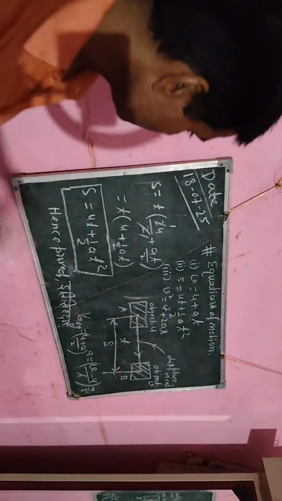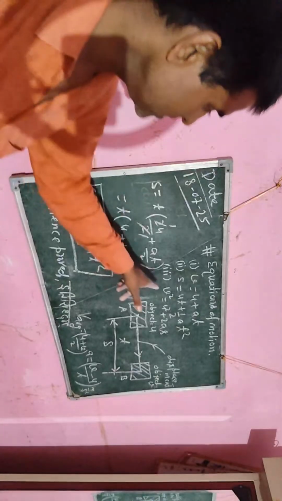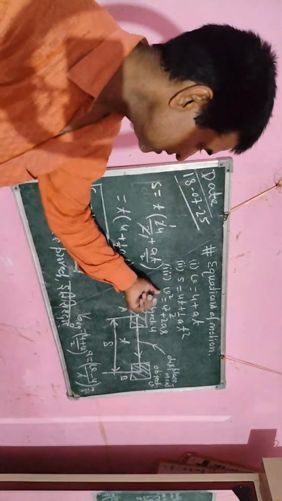Now further I am going to erase the above information for proving the concept, that is v square is equal to u square plus 2as.